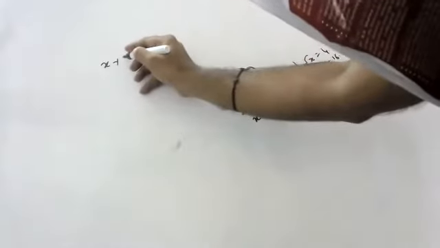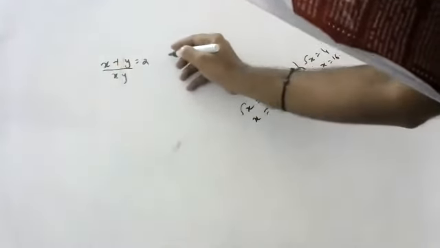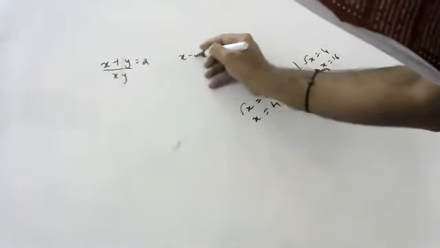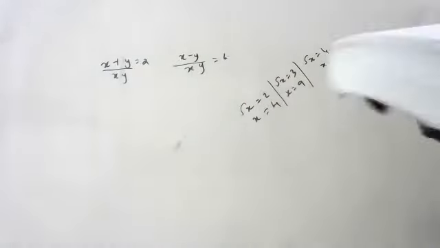Okay, next question. x plus y by xy is equal to 2. Another equation is x minus y by xy is equal to 6. Here also many people will get confused.